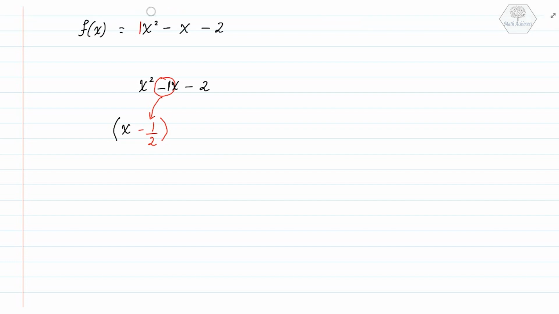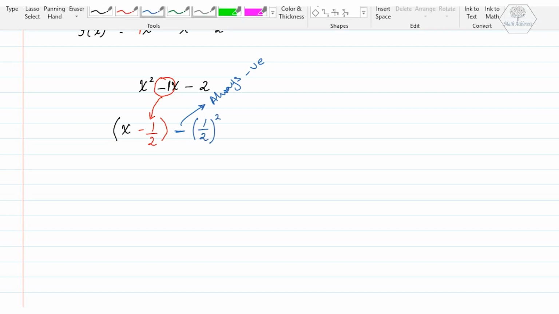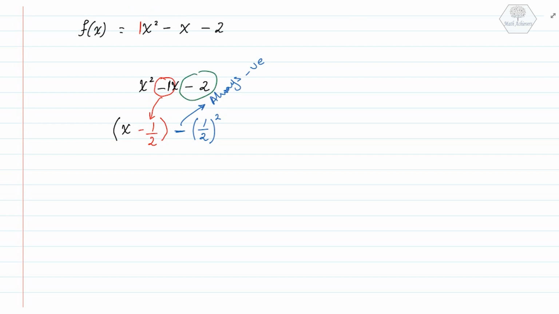And then always we take this negative outside the bracket. This sign is always negative. And we take this value and we square it. Negative 1 over 2 squared. And also simply we take this minus 2 as it is down here. So I'm having now my f of x written in this form.